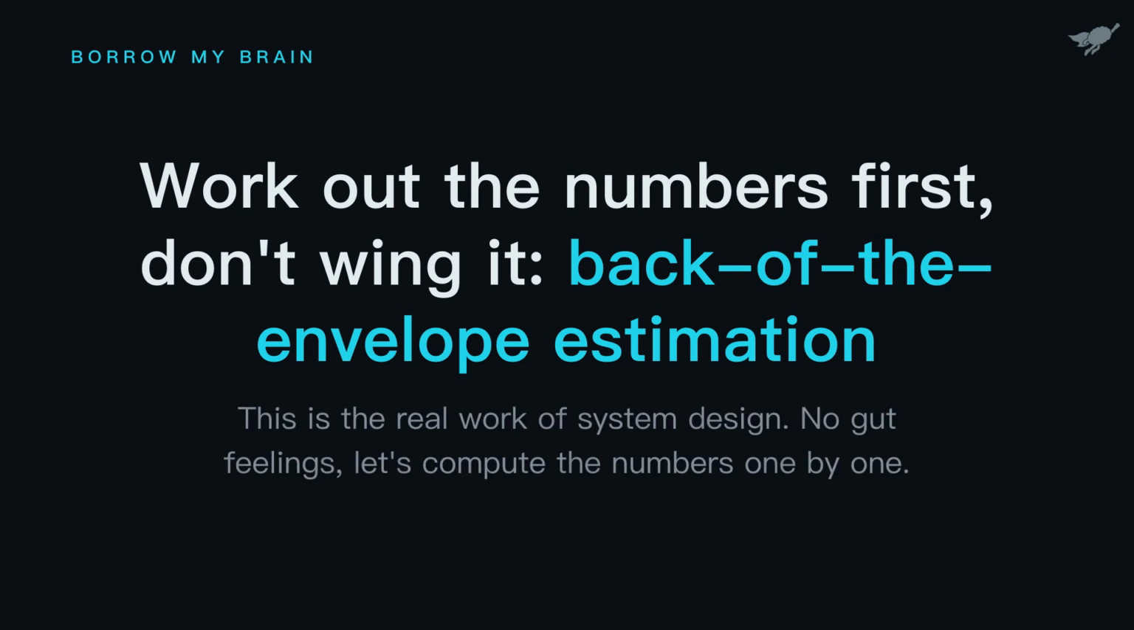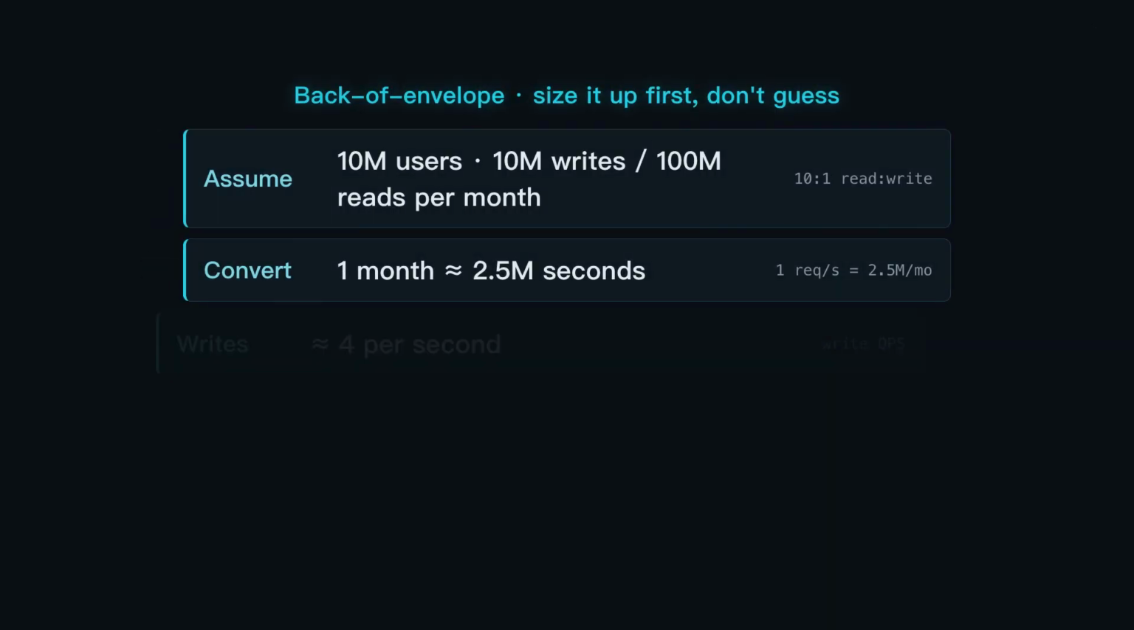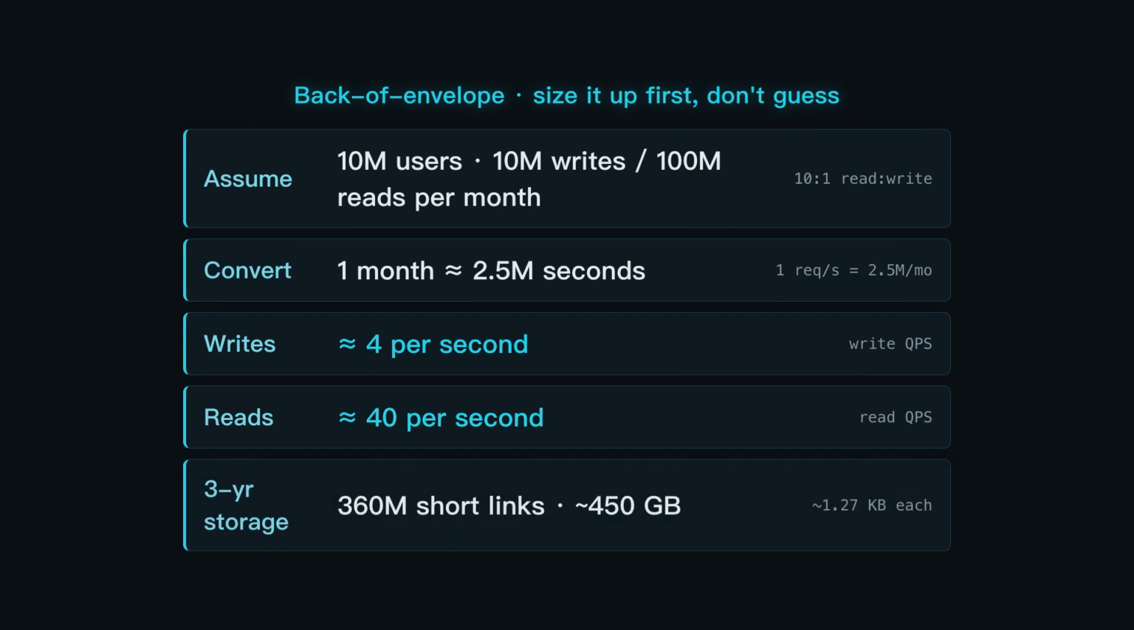Don't just wing it. This step is called back-of-the-envelope estimation in system design. It's real work, so let me walk you through it. Going by the assumptions the primer gives us: 10 million users, 10 million writes a month, 100 million reads, a read-write ratio of 10 to 1. A month works out to about 2.5 million seconds. That's roughly 4 writes per second and about 40 reads per second. Store 3 years' worth, 360 million short links, and with the content that's about 450 GB.